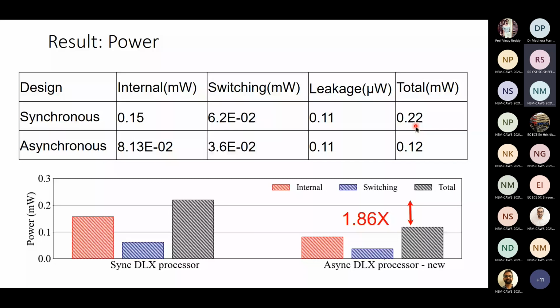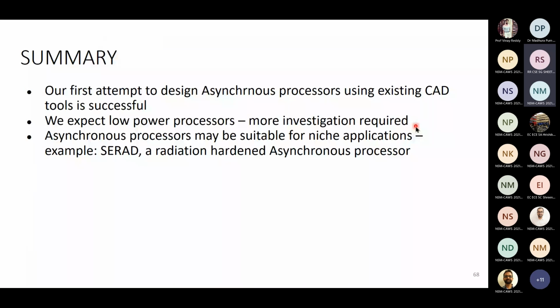And so this is the summary of what we have done. It was our first attempt to design an asynchronous processor completely from scratch. We have also completed the design of asynchronous RISC-V, which is what was presented yesterday. And we are expecting a low power processor, but of course more investigation is required here. And we have designed what is called a radiation hardened asynchronous processor, the soft error resilient asynchronous design, SERAD, which is one of the works where we showed that it is not only low power, but also much more tolerant to errors as compared to its synchronous counterpart.